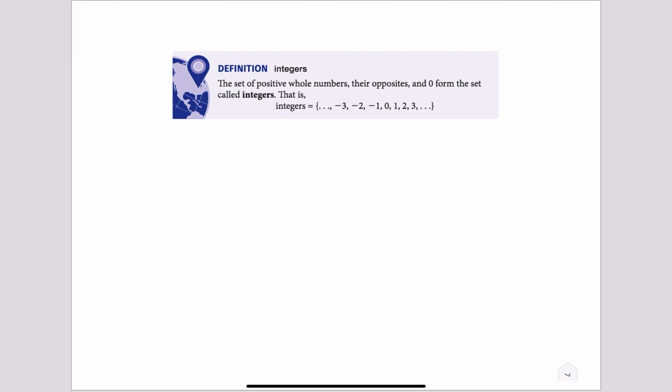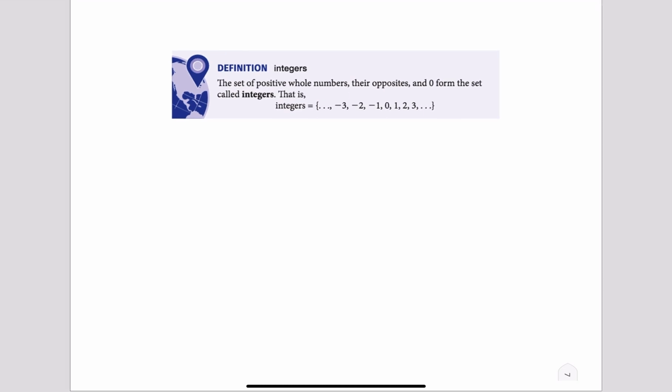Okay, so let's define what an integer is. Integers are the set of numbers that are all the whole numbers, and that includes 0, right? And their opposites, so all the negatives. And so the way to think about integers is they are all the tick marks on our number line.